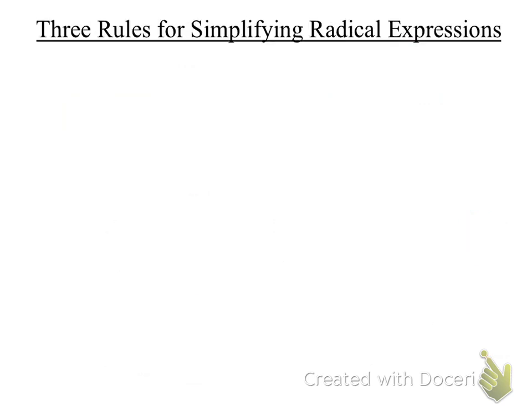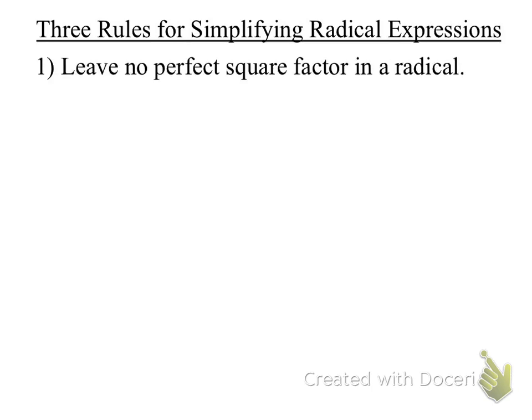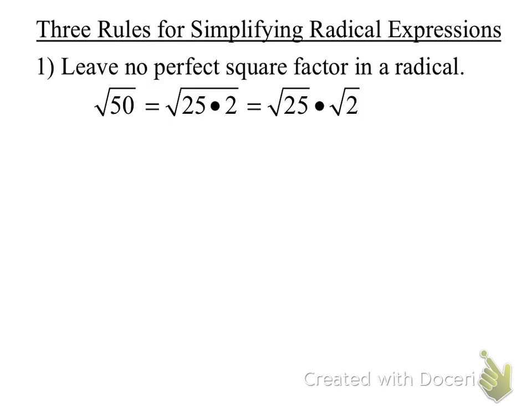Before we try, there are 3 rules for simplifying radical expressions. Rule number 1: leave no perfect square factor in a radical. For instance, when you're doing the square root of 50, there's a perfect square in there. 25 is hiding in 50. You have to remove all perfect squares out of the radical, so that would be 5 rad 2. Write that down. You should be writing these rules down.